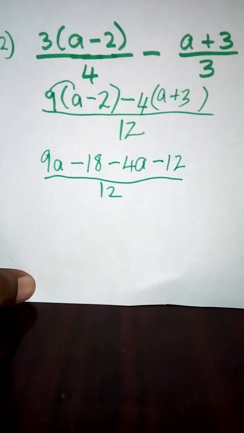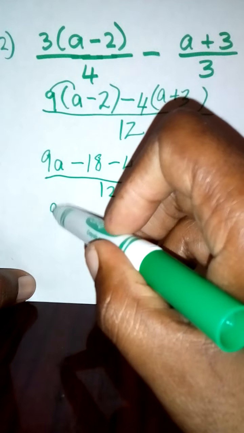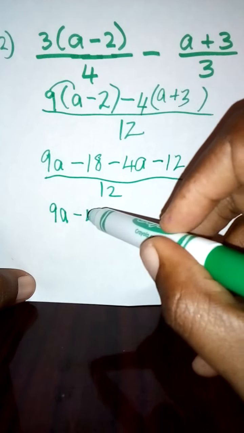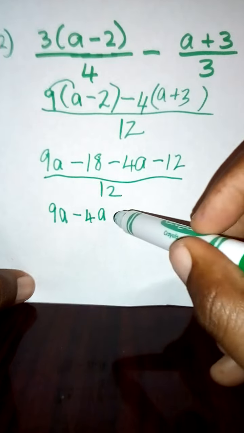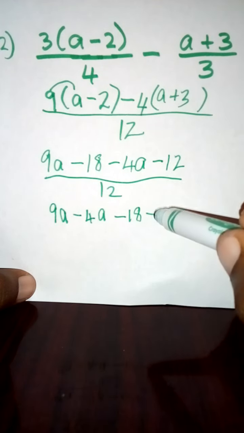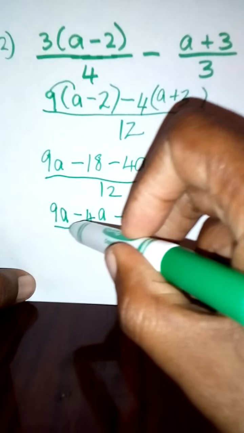Now, still need to simplify further by grouping like terms right now. 9a minus 4a goes together. Minus 18 and minus 12 goes together. The denominator is still 12.